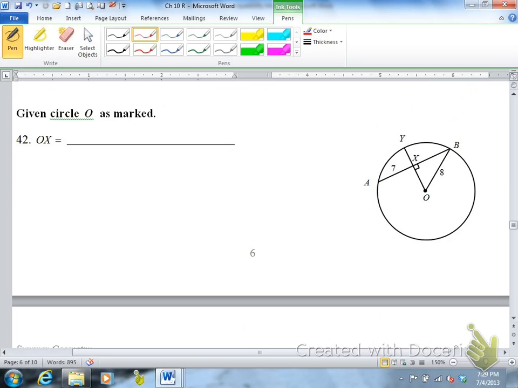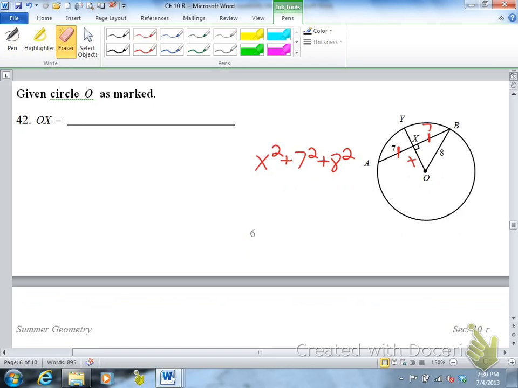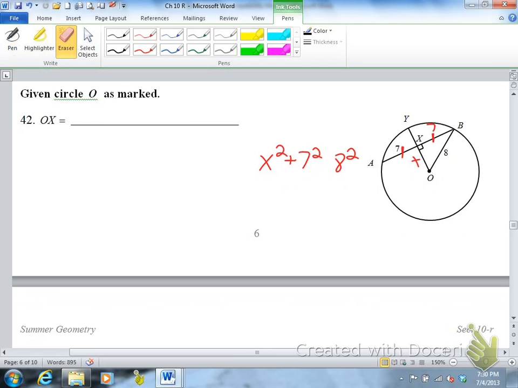Let's see, 42, OX. So this is another perpendicular bisector, so this is also 7. This is a right triangle, so you can use the Pythagorean theorem. X squared plus 7 squared equals 8 squared. So you could solve that to find OX.